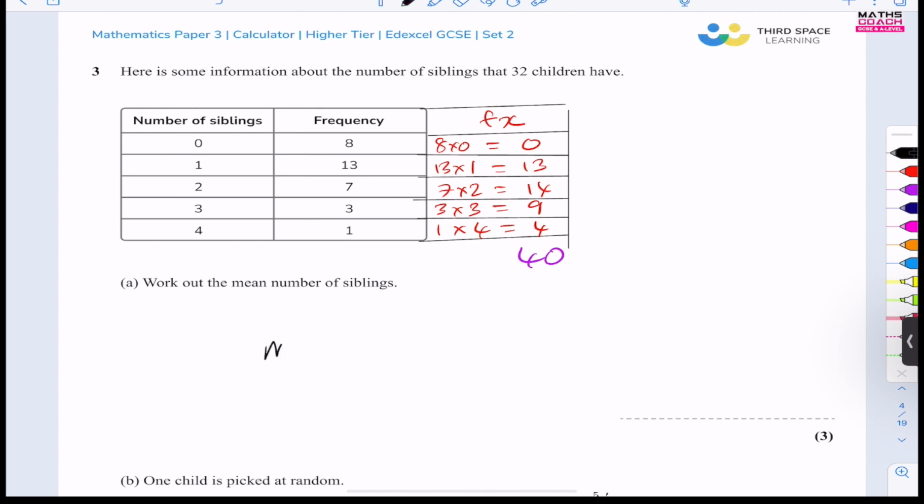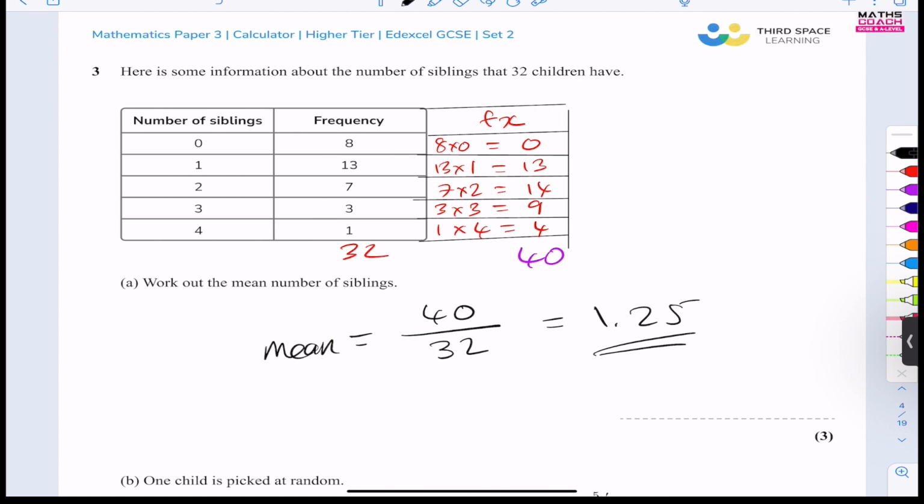So to find the mean now, it would be the sum of the fx, which is 40, divided by the total of the frequency. You can either do the addition of that, or you have the frequency total up here, which is 32. So you're going to do 40 divided by 32, and that gives you 1.25. So that is your mean.